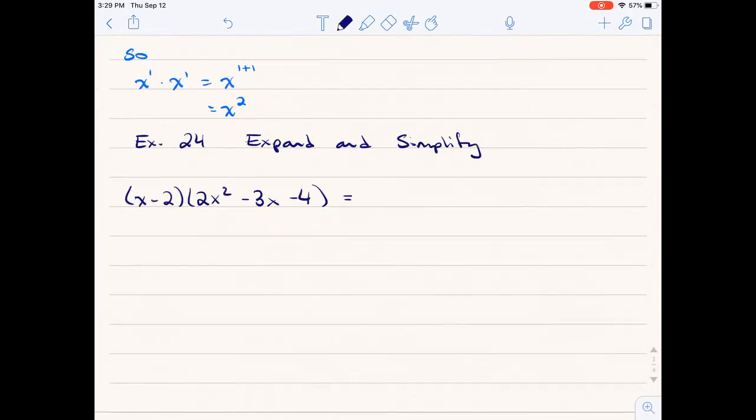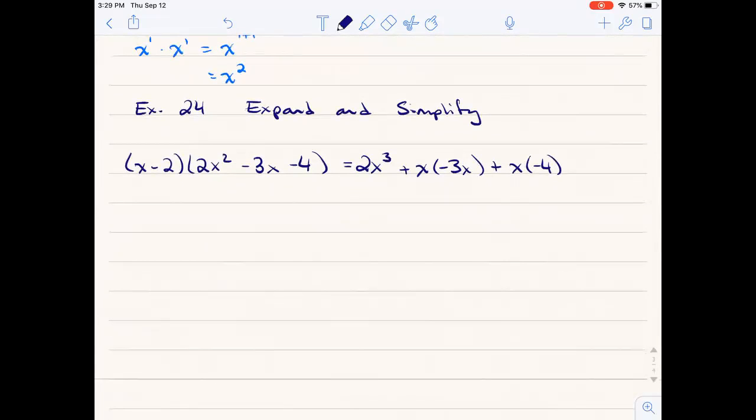So we've got x times 2x squared is 2x to the power of 3 plus, oh, sorry. Well, I'll just keep it plus x times negative 3x plus x times negative 4. I'll just rewrite this. X times 2x squared. Show more work. You don't have to. I'm just trying to be consistent. Okay, so that's our first x brought in.